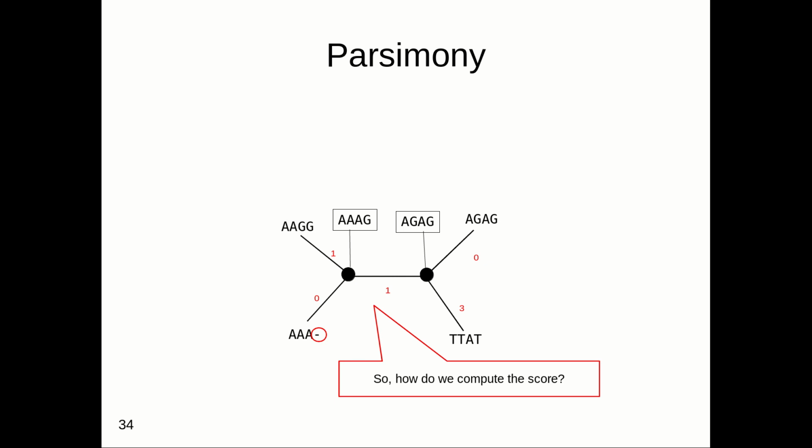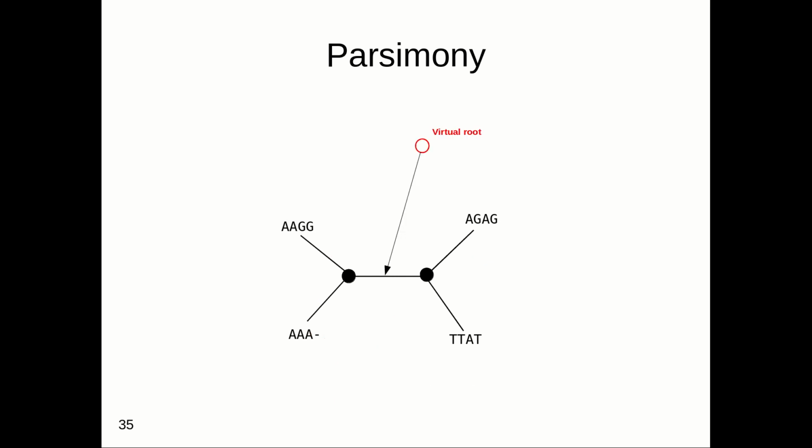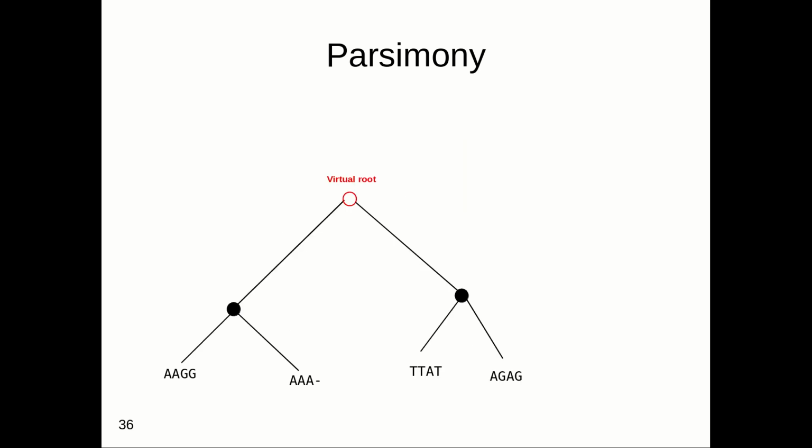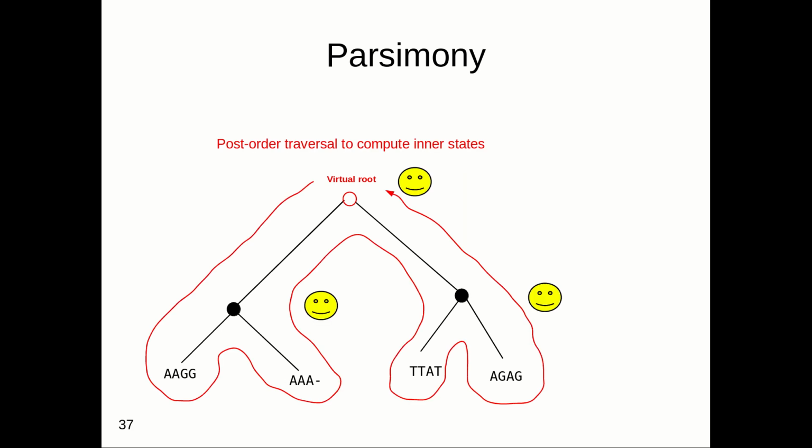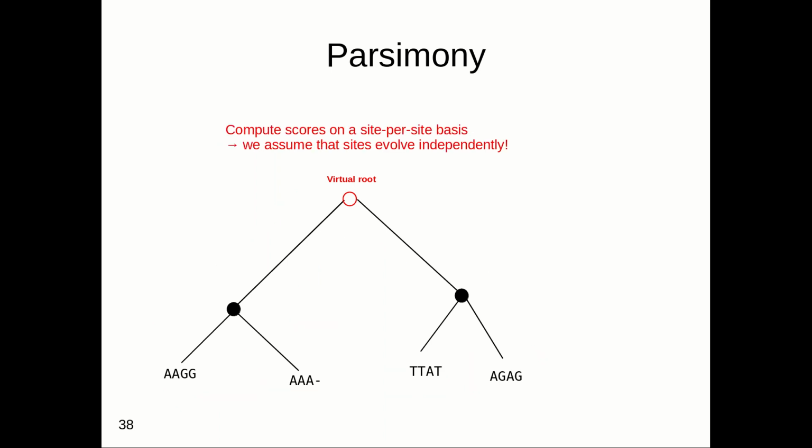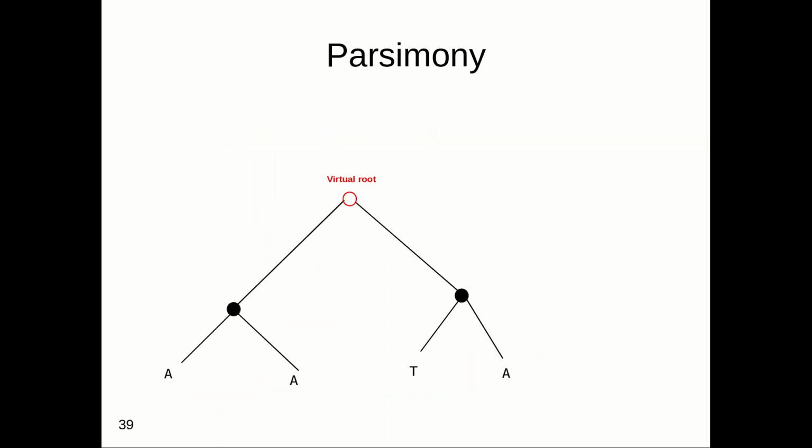Right, so this is basically a representation of our intuition, but we still don't know how to compute the score. So first we place a virtual root onto our tree. Now we have a rooted tree, and now what we do, as I said before, is conduct a post-order traversal to compute the inner state vectors of our parsimony tree. So how does that work? As I said before, we're just interested in being able to compute the parsimony score of single sites. And so that's what we're going to do here.